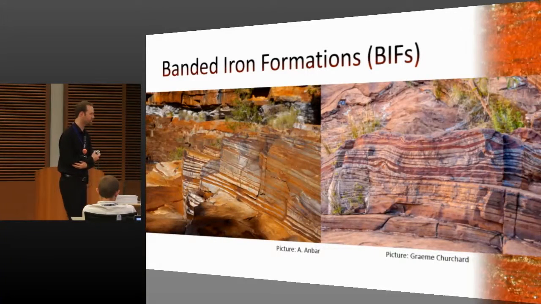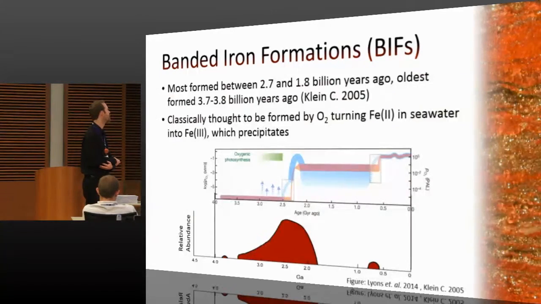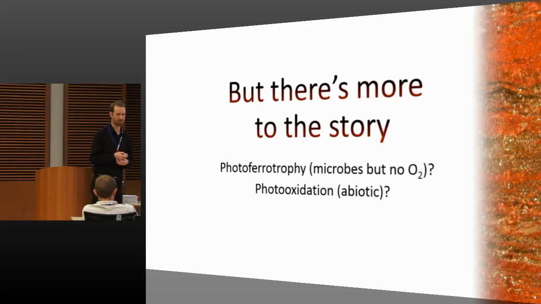So one of these signs of oxygenation, and really big ones, are banded iron formations. They're layered sedimentary deposits of iron oxides. The oldest are actually well before the Great Oxidation Event, but most are leading up to it. They're classically thought to be formed by oxygen turning aqueous iron 2 into iron 3. But there's more to the story.